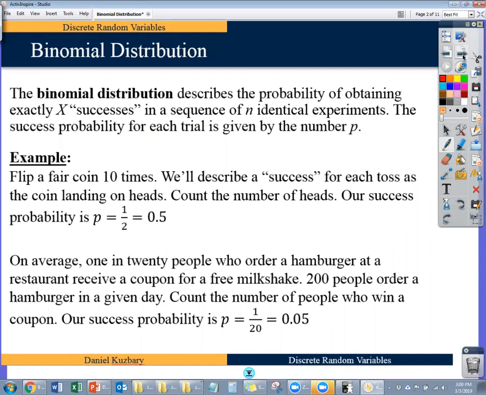The binomial distribution describes the probability of obtaining exactly x successes in a sequence of n identical experiments. The success probability for each trial is given by the number p. So imagine doing the same experiment over and over again where you're counting the number of successes as opposed to failures. So sometimes this is called a success-failure experiment.